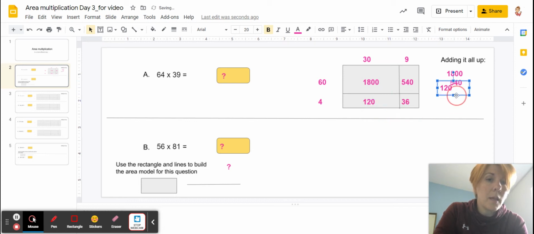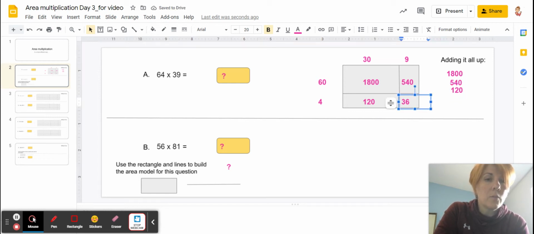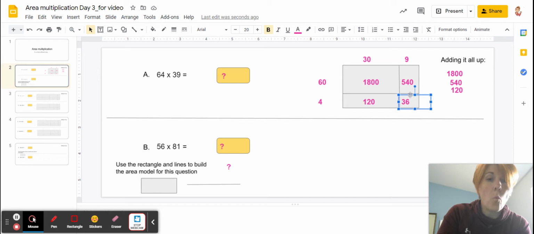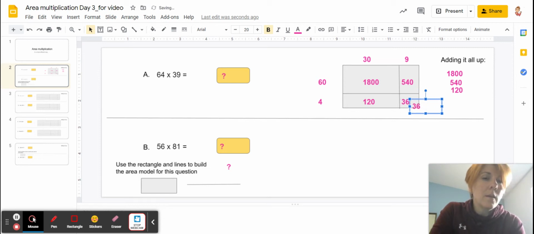Okay, and I'm going to line it all up. Okay, so there's another one. Like that's better. Okay, and then this last one. So notice I'm lining it up from the ones first. So I have to make sure my ones columns line up.